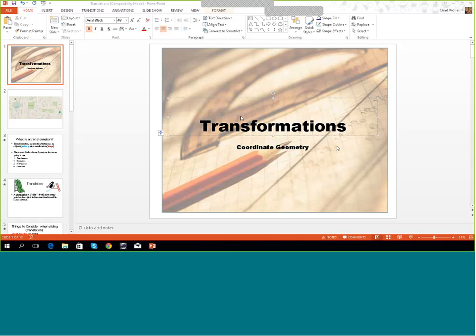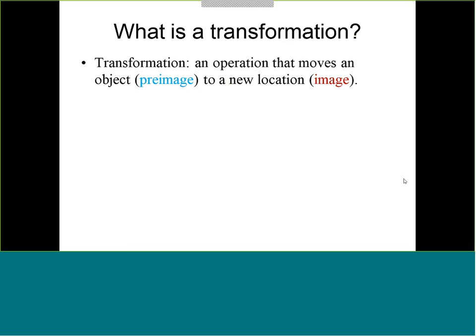In this chapter, we're going to talk about transformations, but more specifically, we're going to talk about translations in this section. So there are many different types of transformations, and we'll go through a few of those first. What is a transformation, though? A transformation is an operation that moves an object, a pre-image, to a new location called an image.